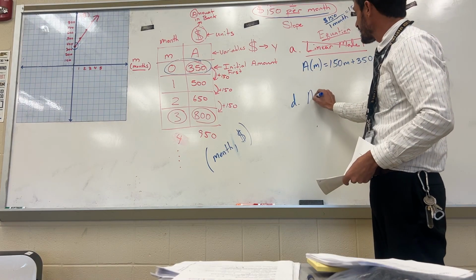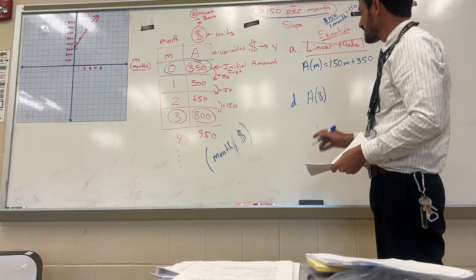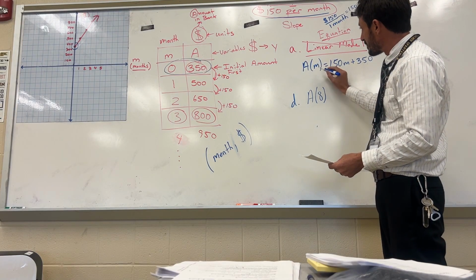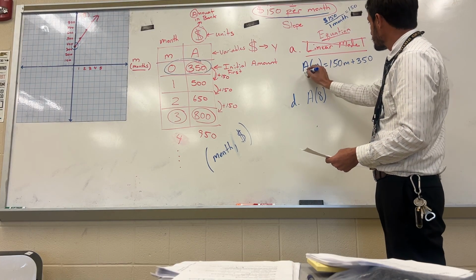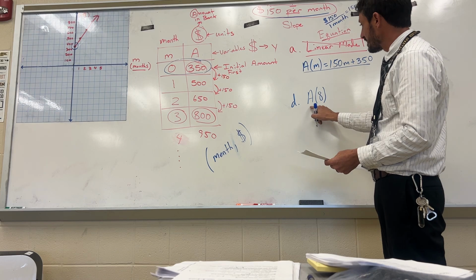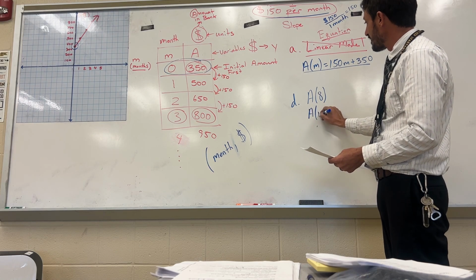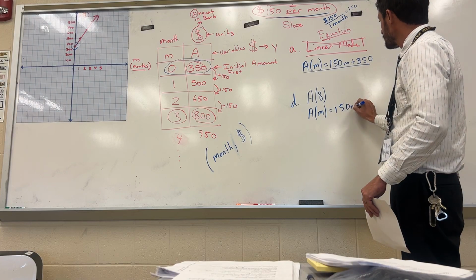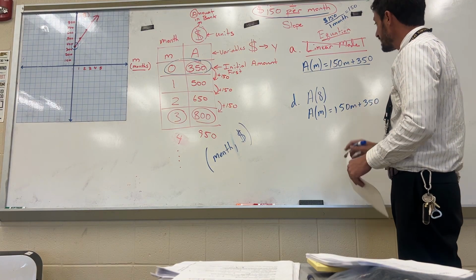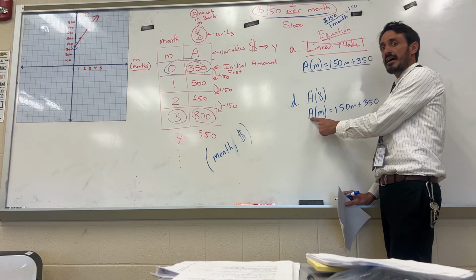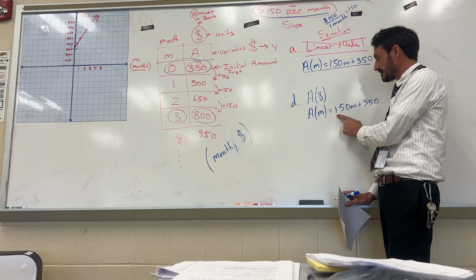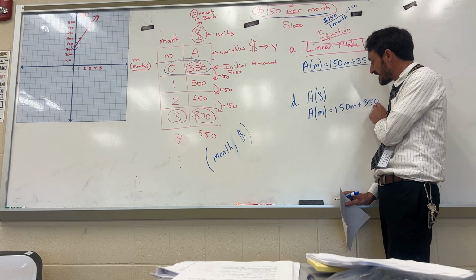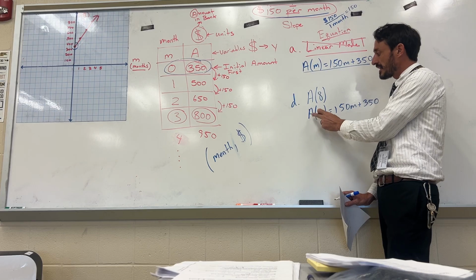Okay? Now we're going to go to part D. On part D, you have to calculate A of 8. What does this mean? Well, what this means is you're going to put 8 in for M. If you don't see that, take this equation and write it directly underneath A of 8. So A of M is equal to 150M plus 350. Now, the way you read this is you say the amount in the account after M months is equal to this, 150 times M plus 350. This is how you would calculate the amount in the account after M months.